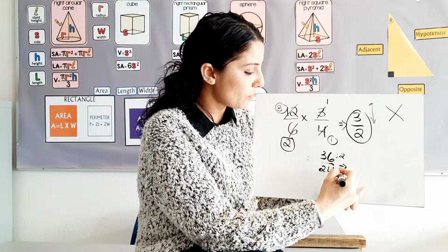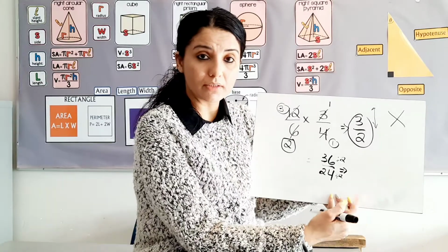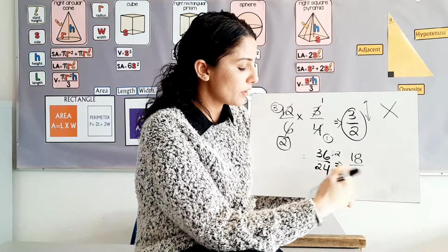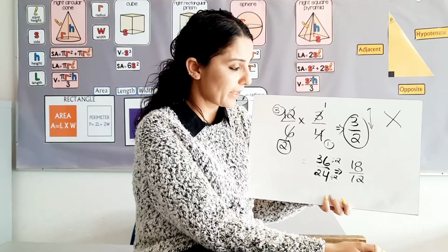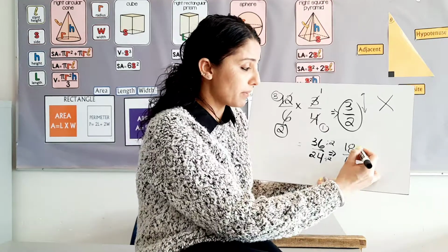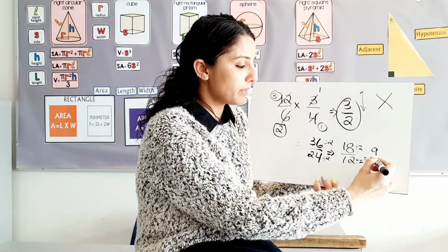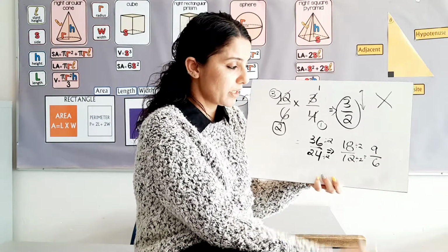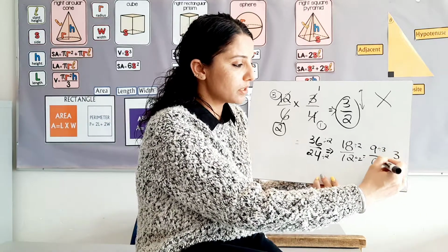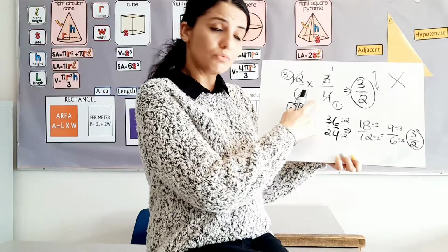One way to figure out if a number is divisible by 2: if the last digit is even, that number is divisible by 2. So 36 divided by 2 is 18. 24 divided by 2 is 12. Can I still reduce it? Yes, this is an even number, that's an even number, so again I can divide by 2. 18 divided by 2 is 9. 12 divided by 2 is 6. Is it still divisible by any number? Yes, I can divide by 3: 9 divided by 3 is 3, and 6 divided by 3 is 2. See, we end up getting the same answer. Which one is easier? This one, because you were able to reduce first.